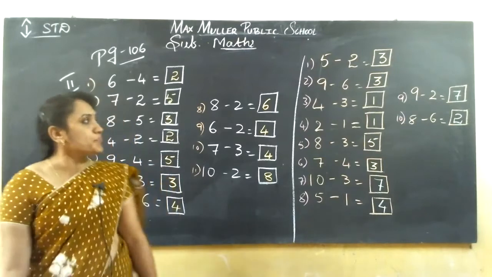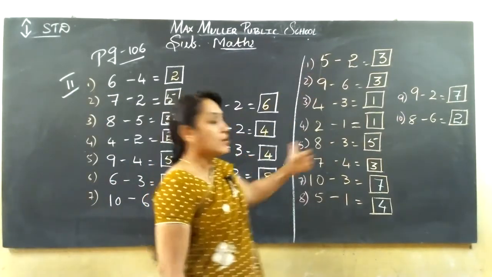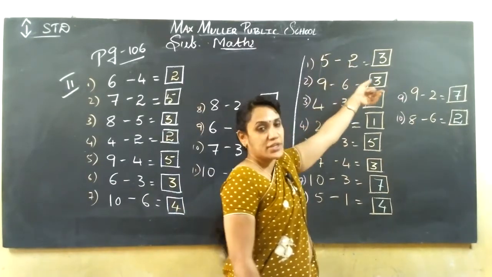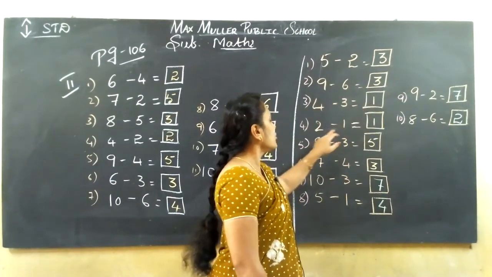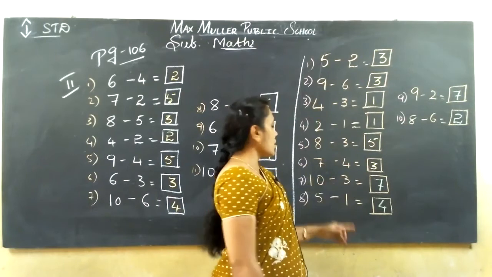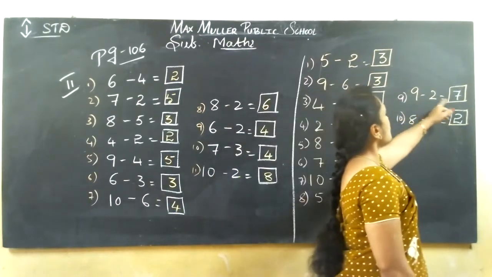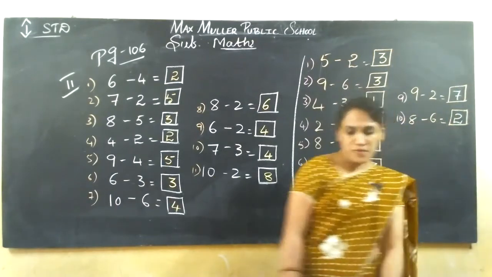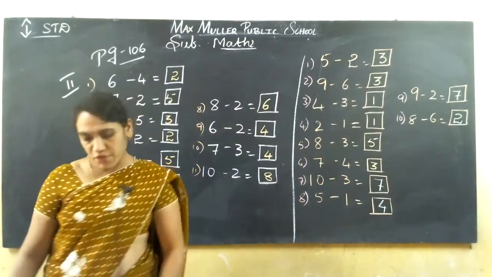Did you check? Let's check once. This side also. This side you have checked, I think. No, this side also you should check. 5 minus 2. Have you written 3? 9 minus 6 equals 3. 4 minus 3, 1. 2 minus 1, 1. 8 minus 3, 5. 7 minus 4, 3. 10 minus 3, 7. 5 minus 1, 4. 9 minus 2, 7. 8 minus 6, 2. Have you written like this? Yes. Shall I erase? Next we'll move to 107.